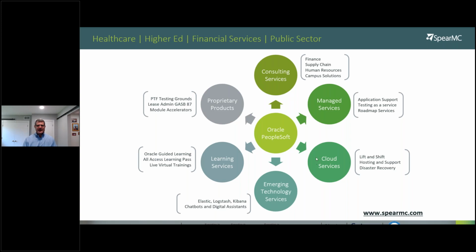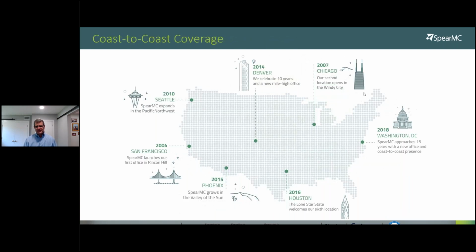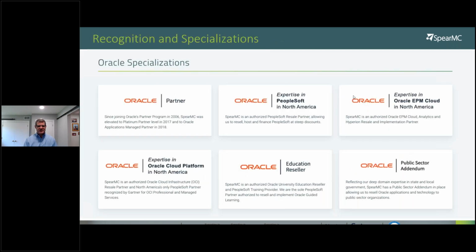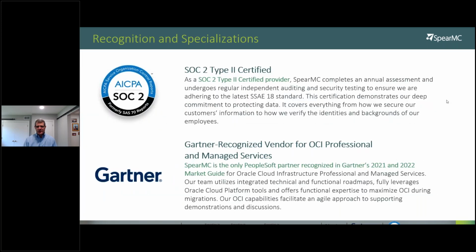All right. What else do I say about SpearMC? Here is where we are in the various offices. We have specializations. You can see Oracle, Oracle, Oracle, PeopleSoft all over the place. Because we are managed, we are SOC 2 Type 2 certified, and continue to do that. And we've been recognized 2 years in a row now by Gartner for the work that we do, managing our customers and moving them to the OCI platform.